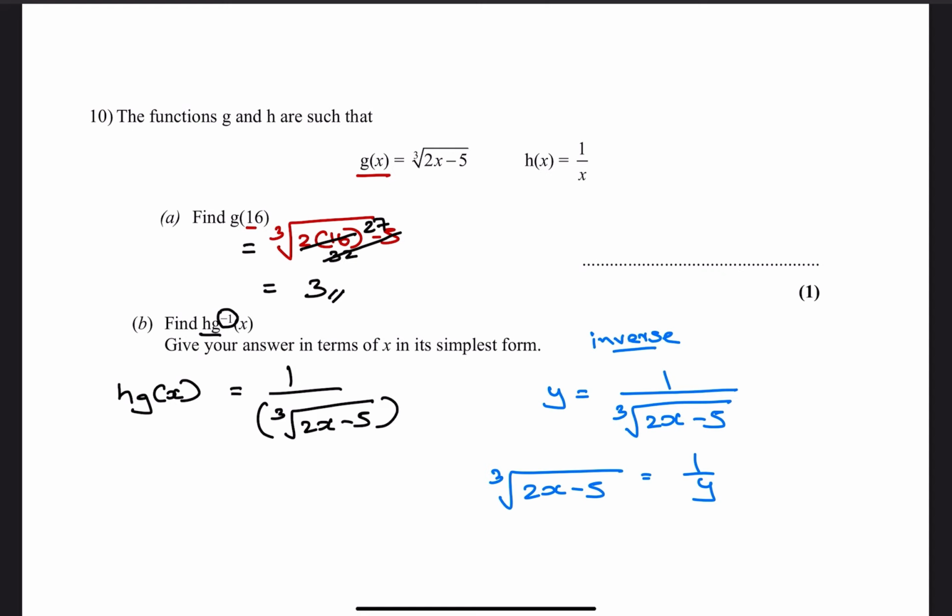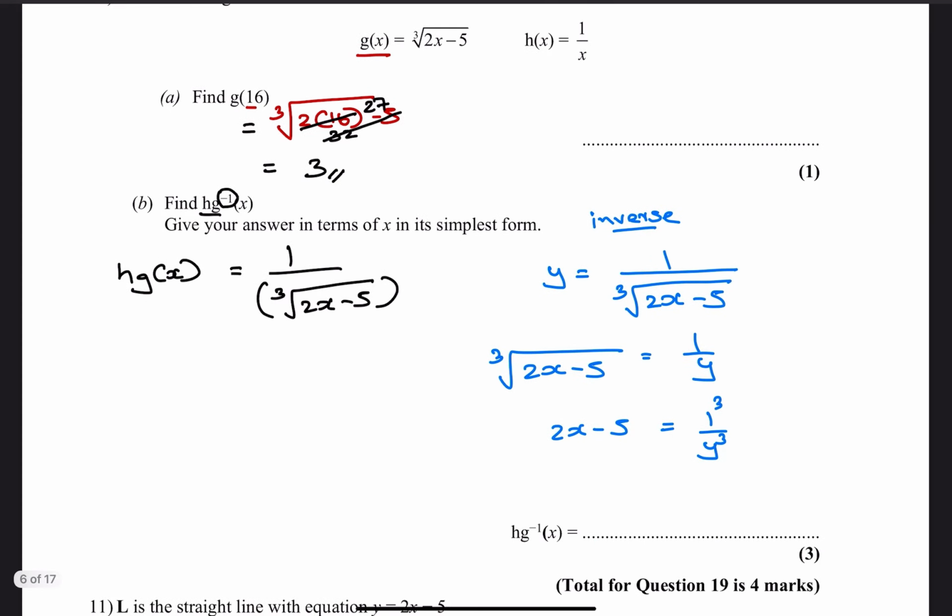The cube root goes to the other side and becomes cubed. So that is 2x minus 5, which is basically 1 cubed over y cubed. But I already know 1 cubed is 1. We'll write it like that, 1 over y cubed. So 2x is 1 over y cubed plus 5. Then divide everything by 2. x is equal to 1 over 2y cubed plus 5 over 2.